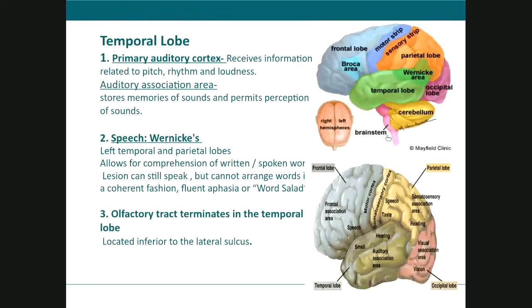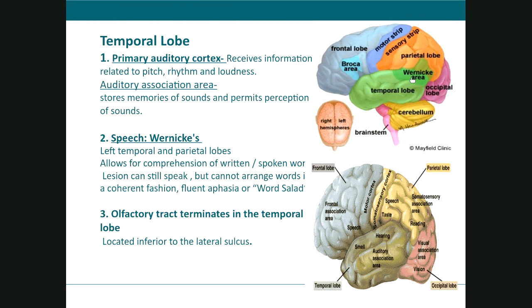The temporal lobe is here in green. It's one of the paired lobes. So the temporal area is primarily the auditory cortex. It's receiving information related to pitch, rhythm, and loudness. It also has the auditory association area where it stores memories of sounds and permits perception of sounds.